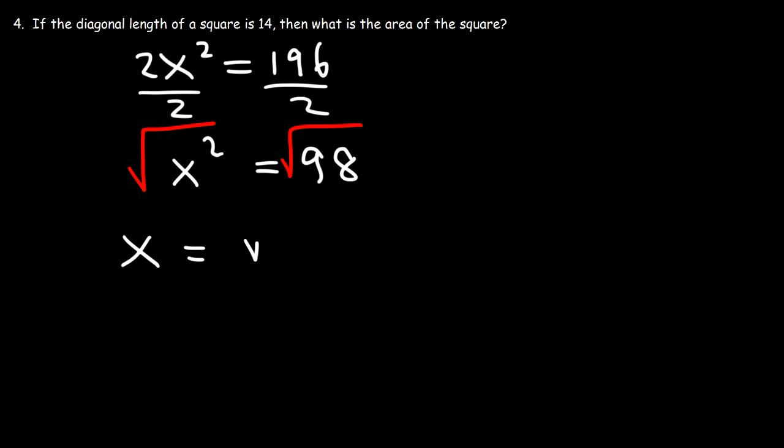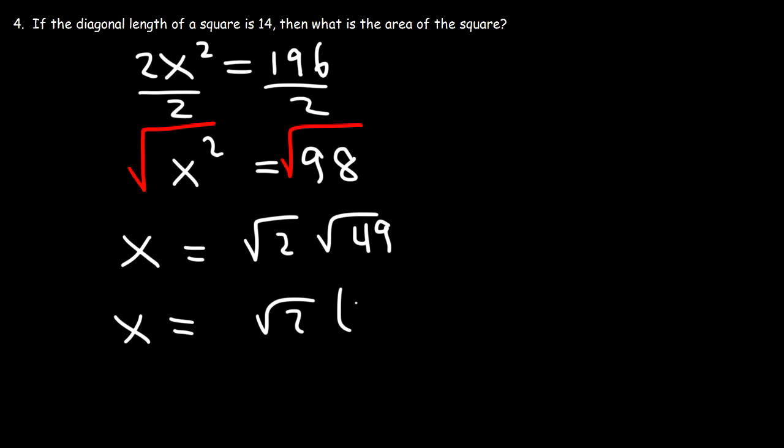98 is basically 2 times 49. So we can write the square root of 98 as the square root of 2 times the square root of 49. Now the square root of 49 is 7. And so this simply becomes 7 times the square root of 2. And that's the value of x.